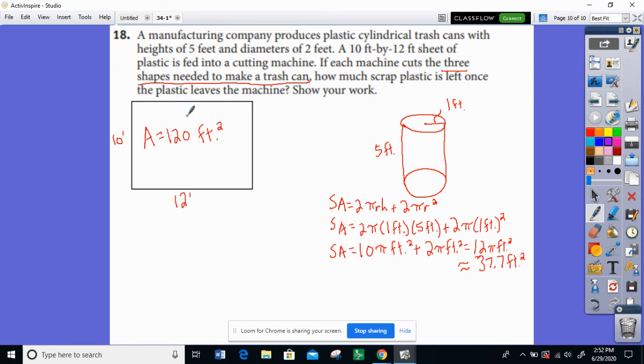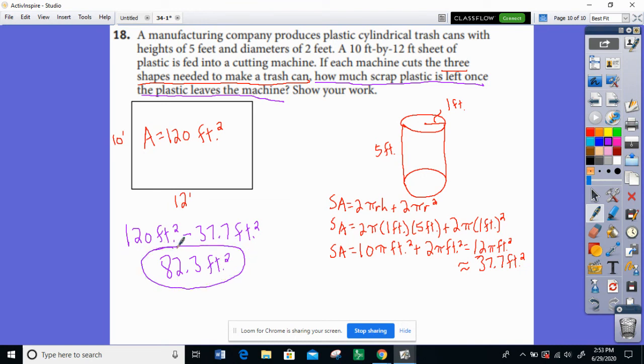So this is a nice multi-step problem because they want to know not just what the area of the rectangular piece is, not just what the surface area of the cylinder is, they want to know how much scrap plastic is left over once the plastic leaves the machine. So that's going to be the total area for the piece that we're using to make the trash can minus the surface area of one trash can. So that's going to be about 82.3 feet squared.